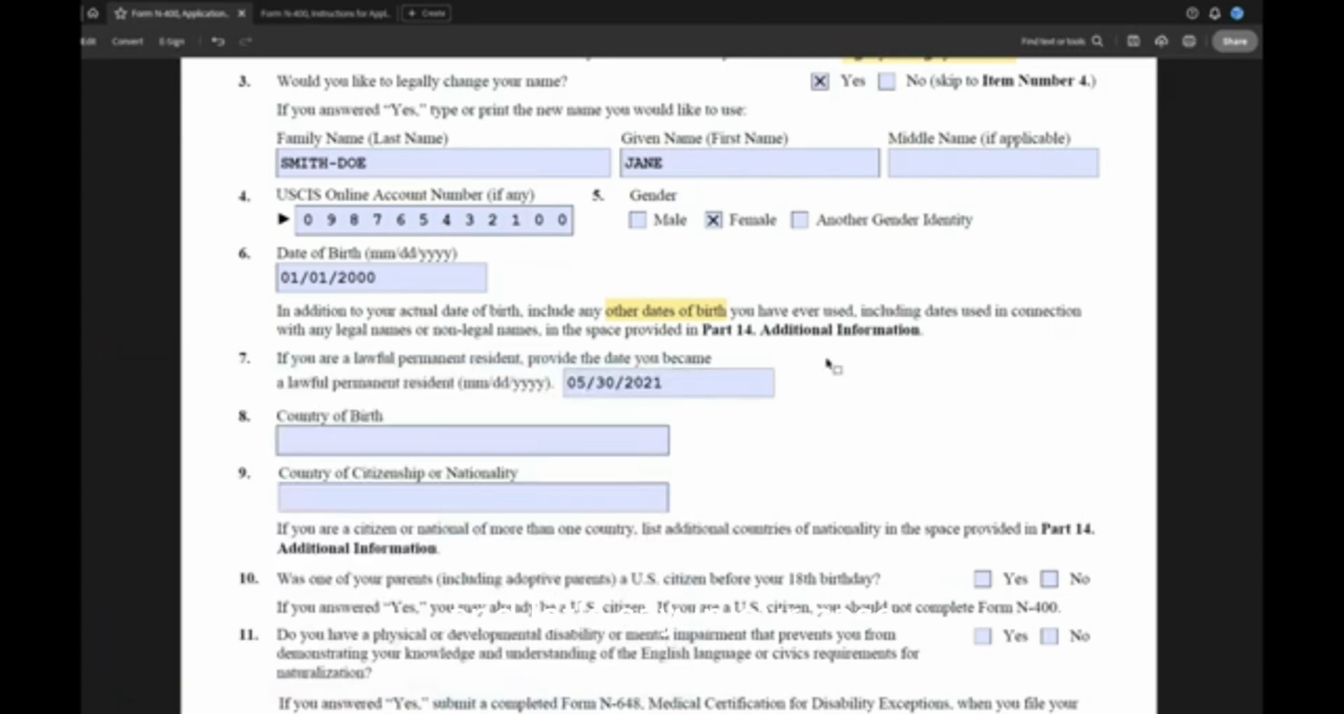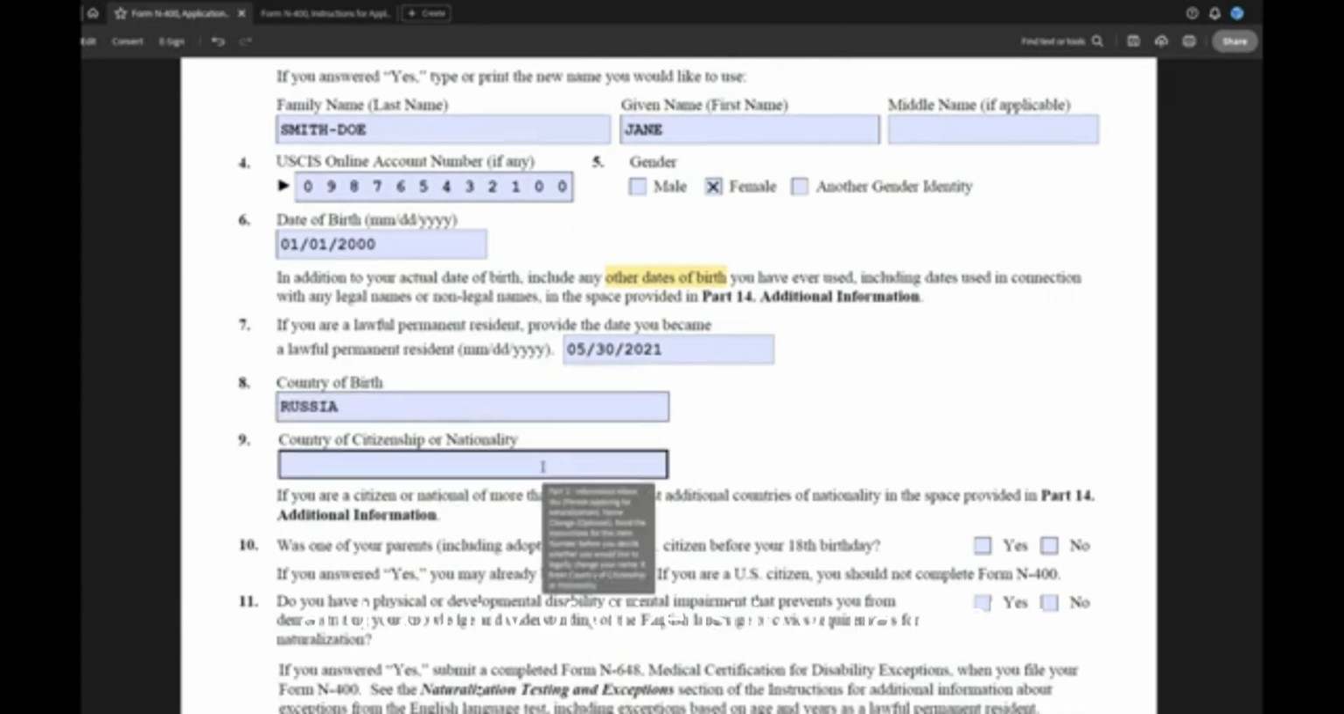And let's say in our case, Jane is applying based on the 3-year rule, marriage to a US citizen. She's eligible to apply for naturalization about 90 days before her 3rd green card anniversary date. Next, provide country of birth and country of citizenship or nationality.